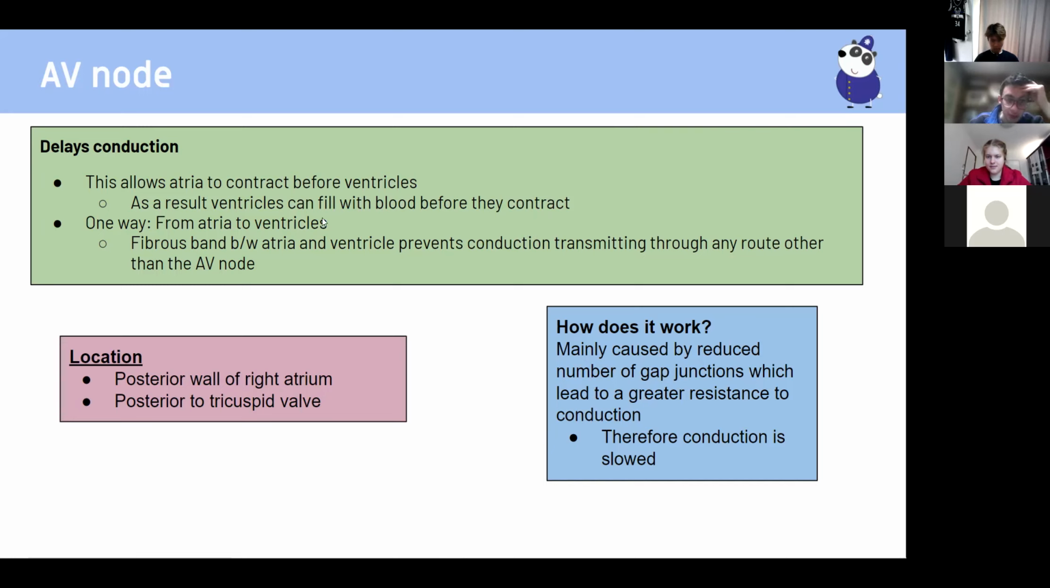In order to prevent backflow, there's a fibrous band between the atrium and ventricle that covers the entire connection except for this one AV node. So the only signal transduction between the atrium and the ventricle can occur through the AV node. There are some conditions where there's pathology to this fibrous band, and often that results in arrhythmias and pathology. The AV node is in the posterior wall of the right atrium, usually posterior to the tricuspid valve. And it works because there's a reduction in gap junctions, greater resistance, and therefore conduction is slowed.